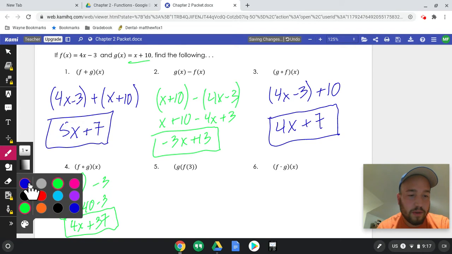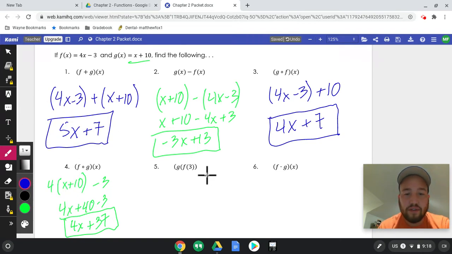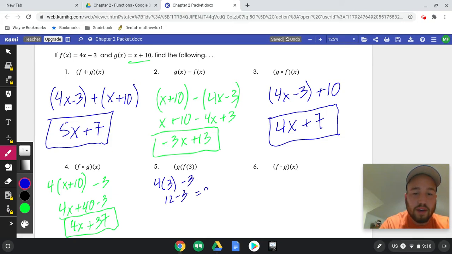Okay, our next one, g of f of 3. So on this one, we plug the 3 into f, so 3 goes right in there. So that'll be 4 times 3 minus 3. 4 times 3 is 12, minus 3, and we get 9, which now takes the place there, so now it's g of 9. So we plug that 9 in, 9 plus 10, and our final answer is 19.